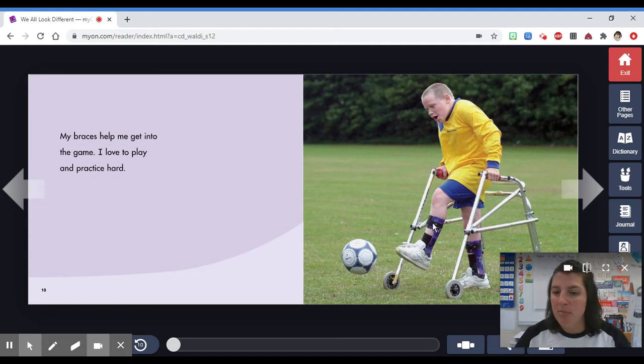So this boy wears braces on his legs. Not everyone needs that, but it's something that he needs so that he can interact and move around like other people.